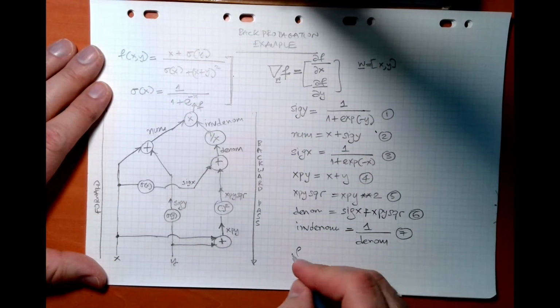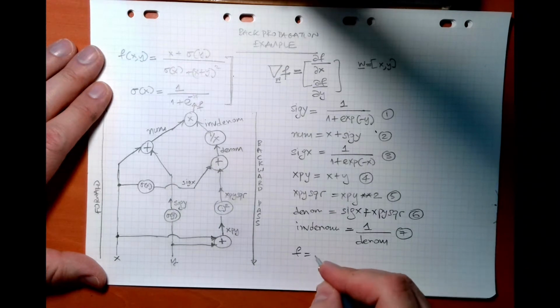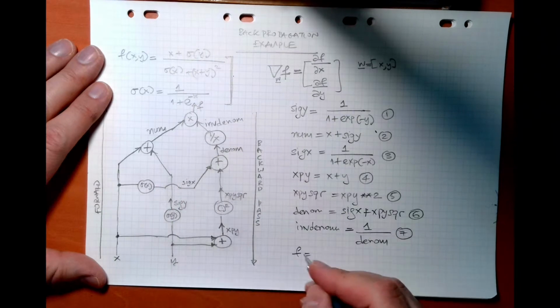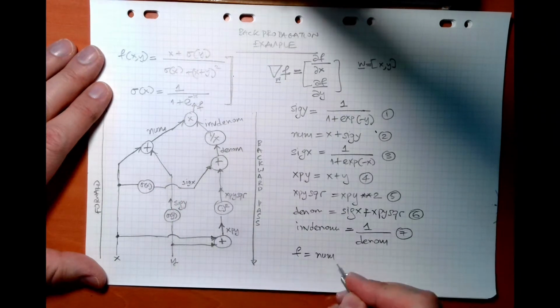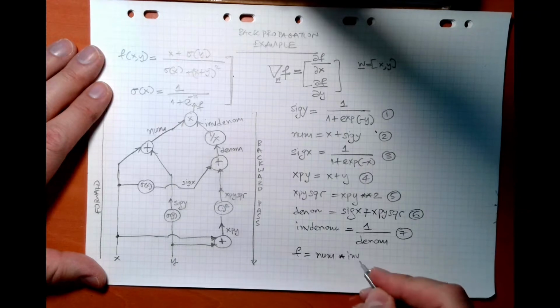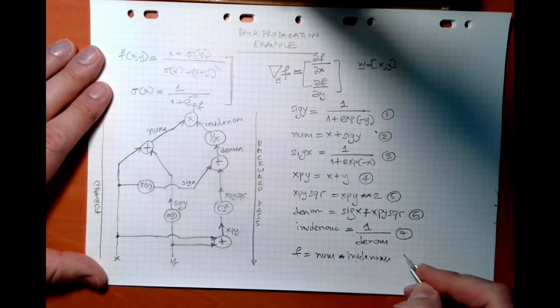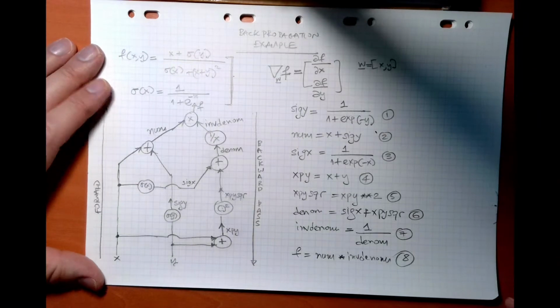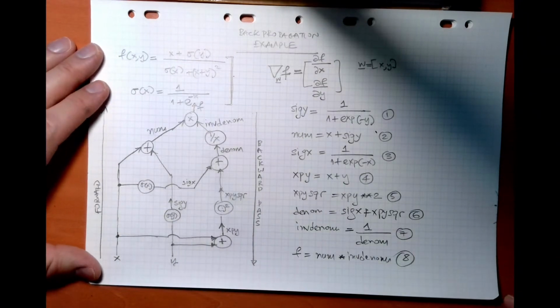And finally, f is equal to obviously the multiplication of num times inv denom. And this is equation 8, which is really the ending equation for the forward pass.